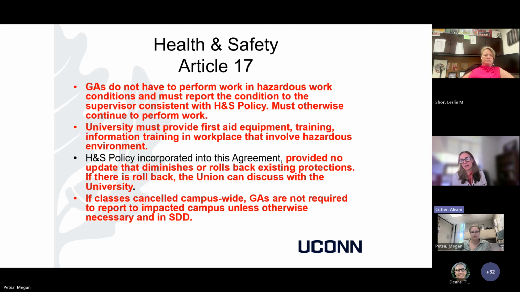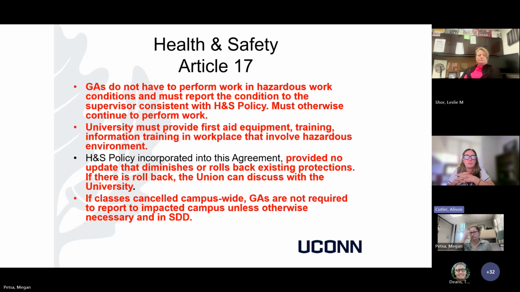Health and safety. One of their concerns is, what if our health and safety policy provides less protection in the future if it's amended? I think the concern is, a lot of federal law has been clawed back. So what we did is we put in language that the health and safety policies are incorporated into the agreement, provided there is no update that rolls back any existing protection. So there's a process if that happens, which, from my understanding, is unlikely.